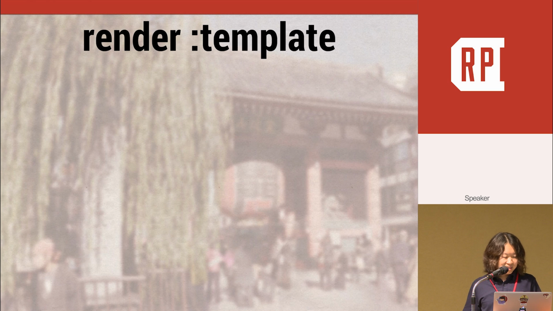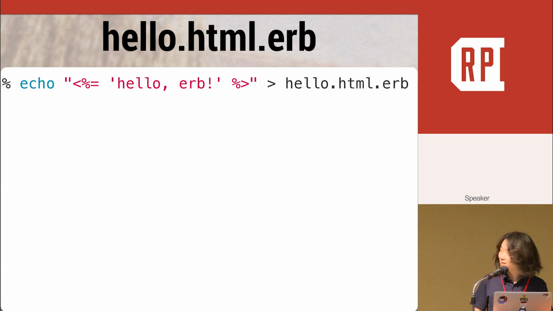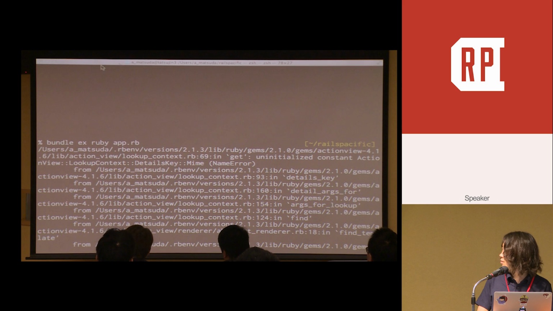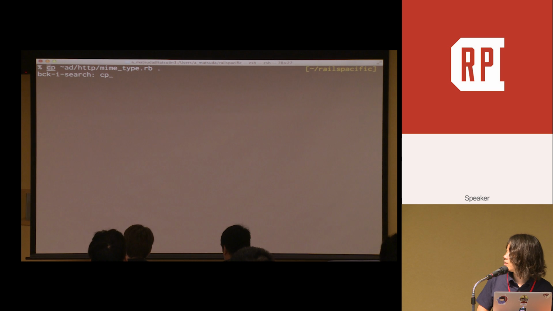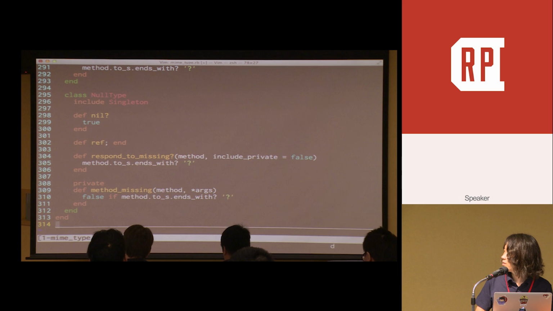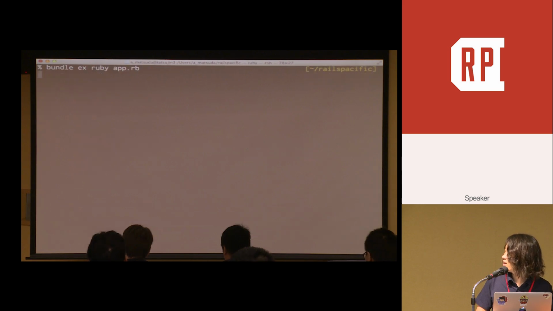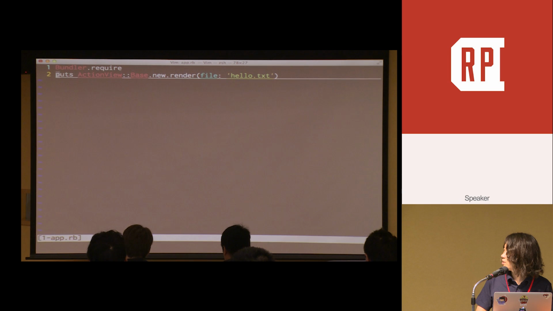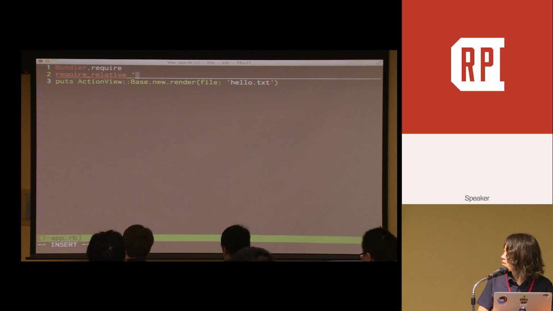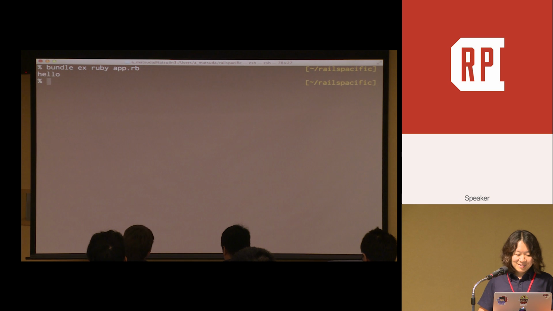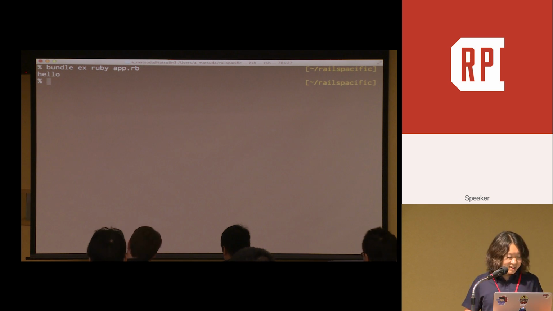So the next trial is render template. Actually, I'm going to do this. Copy action dispatch mime type.rb, cut off the bottom line, and bundle exec. What? The require relative mime type works.